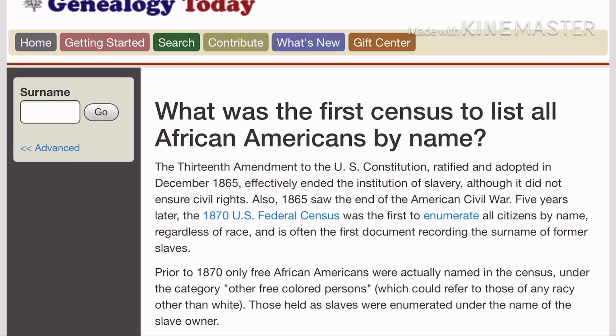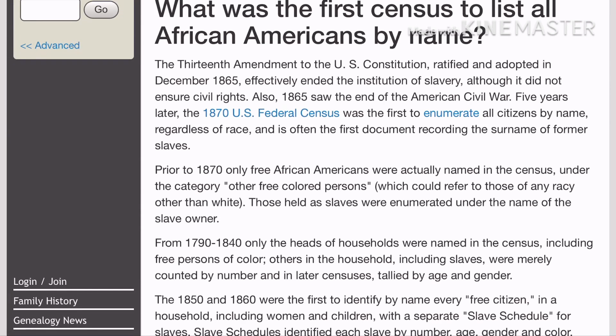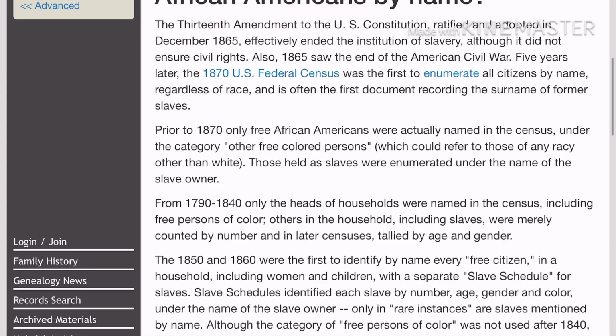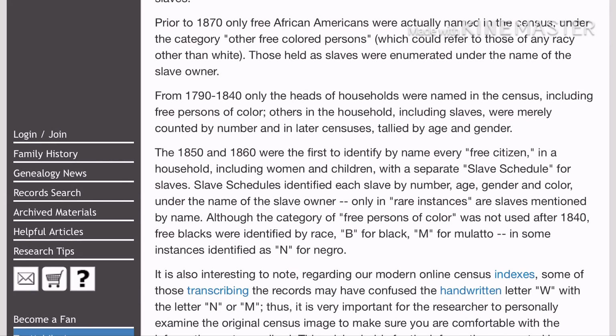Prior to 1870, only free African Americans were actually named in the census, under the category other free colored persons. Those held as slaves were enumerated under the name of the slave owner. From 1790 to 1840, only the heads of household were named in the census, including free persons of color. Others in the household, including slaves, were merely counted by numbers, and in later censuses tallied by age and gender. The 1850 and 1860 censuses were the first to identify by name every free citizen in a household, including women and children, with a separate slave schedule for slaves.